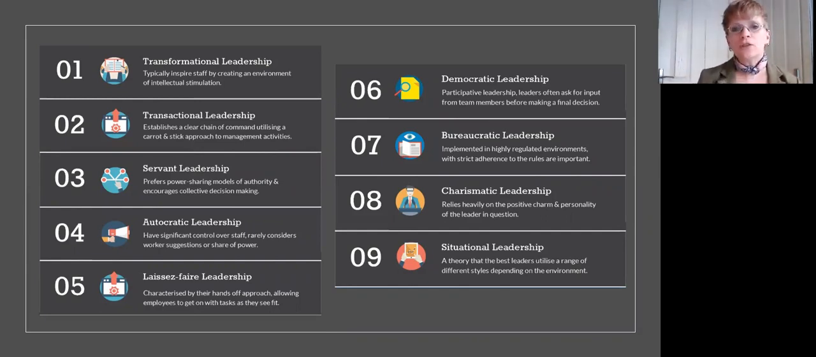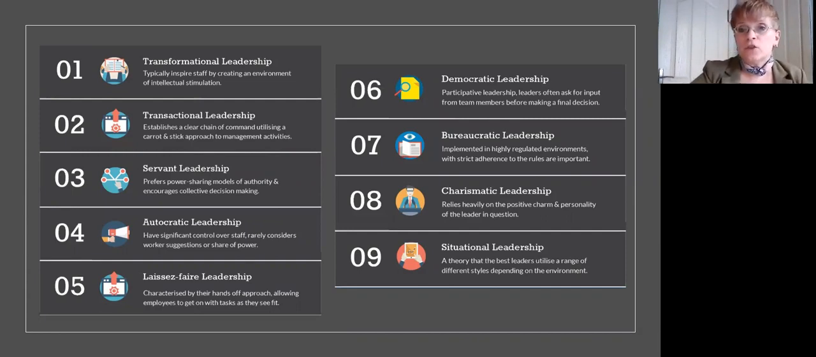Number 2, transactional leadership, is about carrot and stick. You do for me, I'll do for you. Do this extra project, I'll give you a day off. This is very typical in management in businesses, although some of these other models are too. So it has some uses as well, usually somewhat limited uses. The others we've now talked about, except for one more.